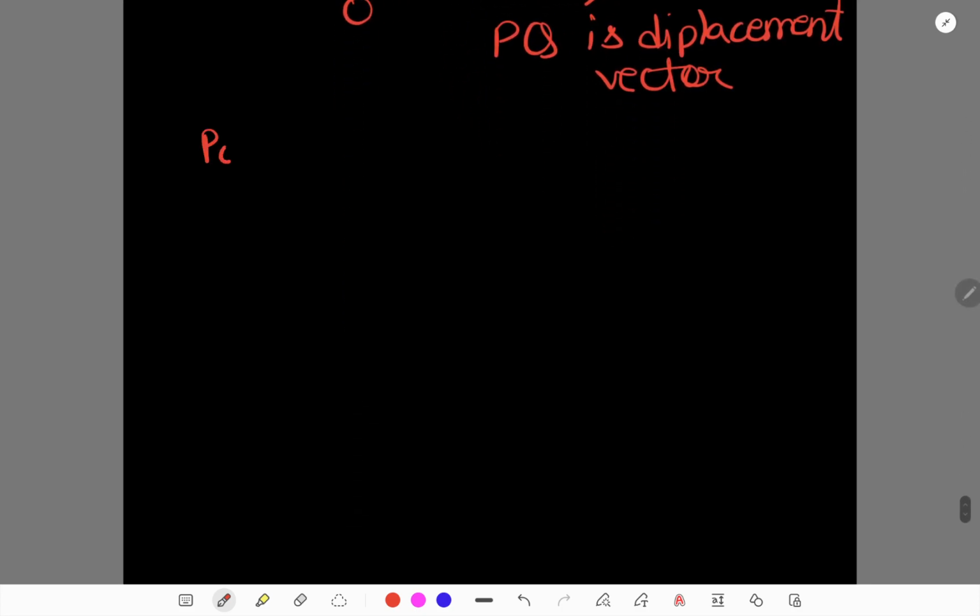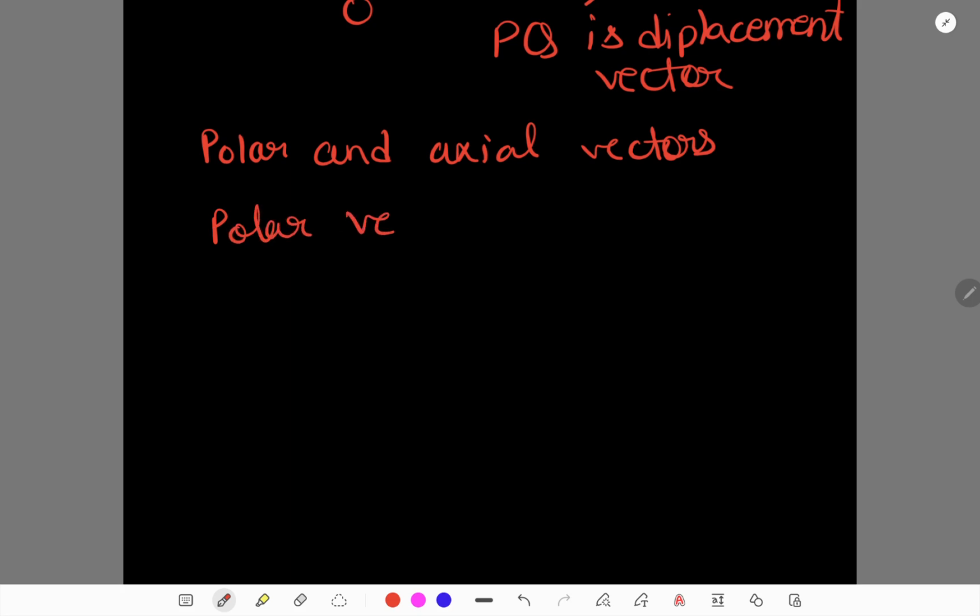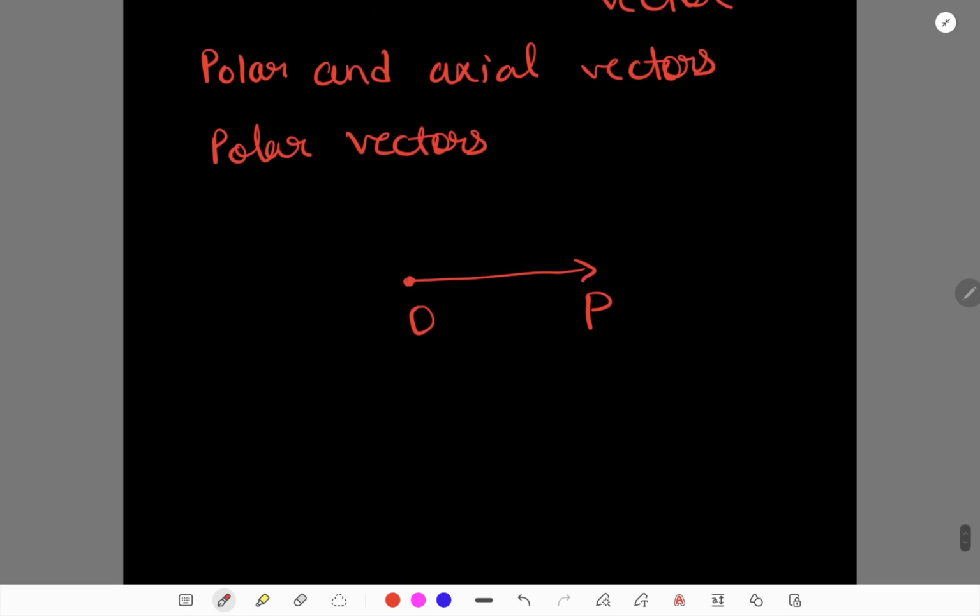Now polar and axial vectors. Polar vectors. A vector which has a starting point or a point of application is called a polar vector. Now this OP is a polar vector because it has a starting point.